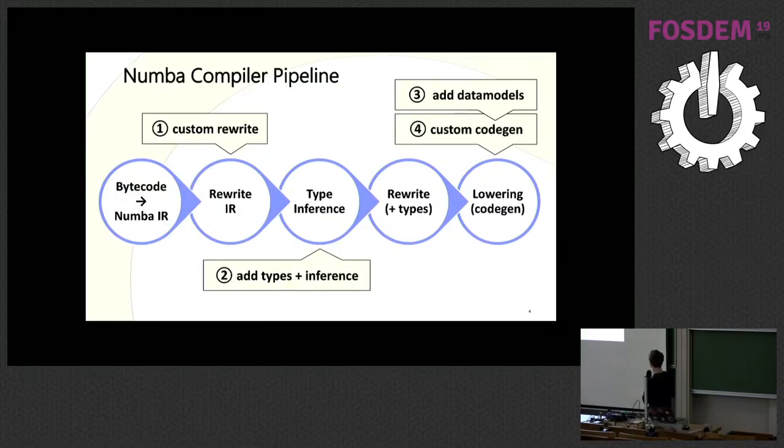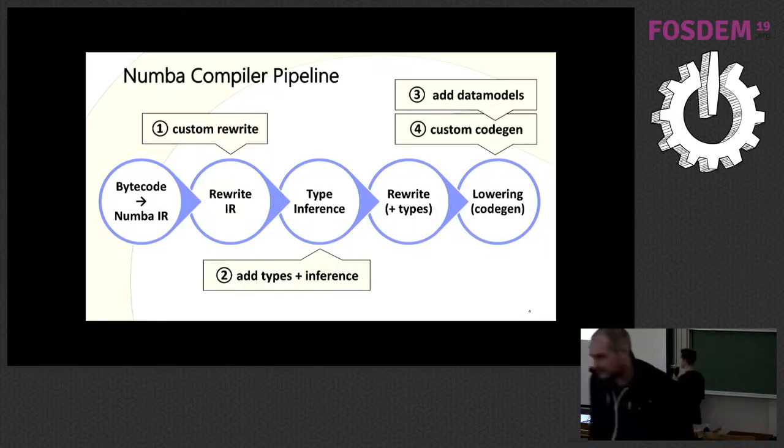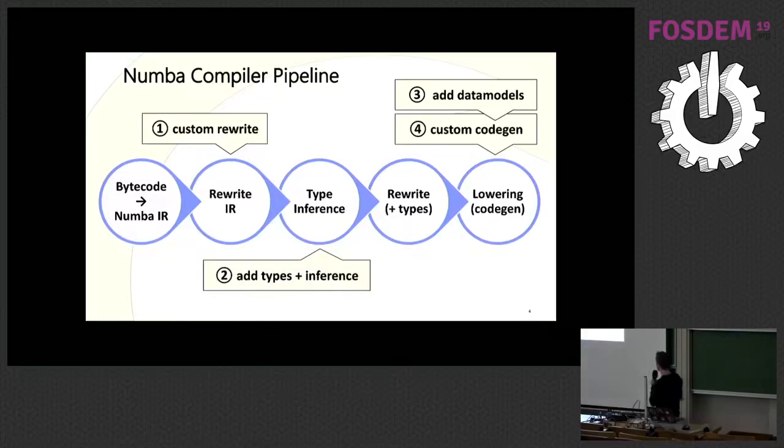Okay, so also there in the lowering phase, you have the possibility to add your own stuff. So you can add custom data models, custom code generation. And after that, you have very fast, near native speed of your Python code. So I will now go to a bit more detail of all those extension points.